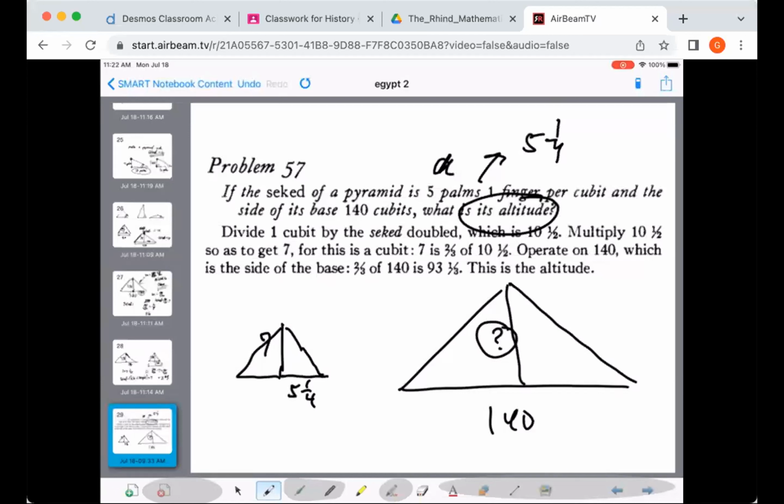Where did the 7 come from? Because the second means if the height of the pyramid were 7 palms, half the base would be 5 1/4 palms. Gotcha. Okay, thank you.